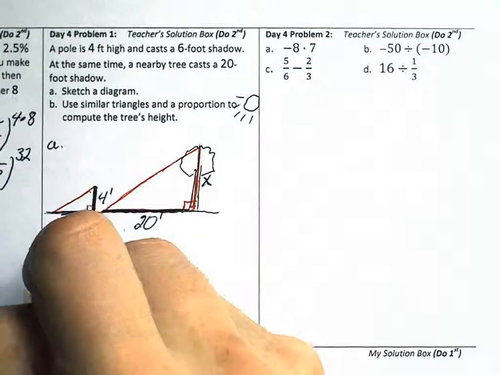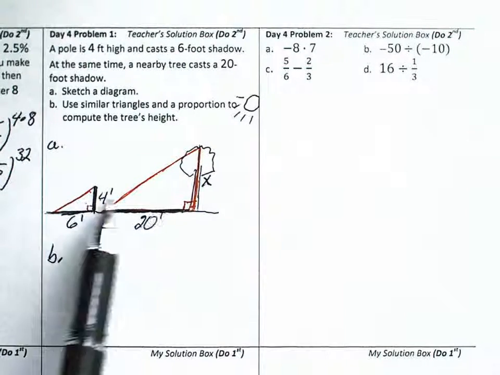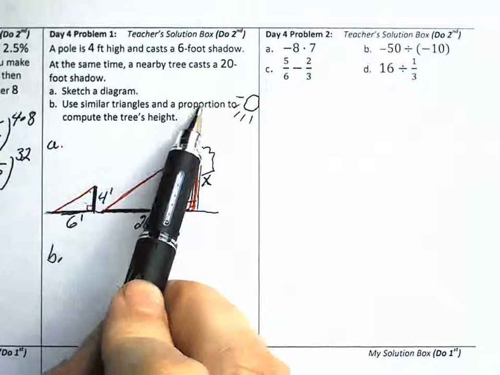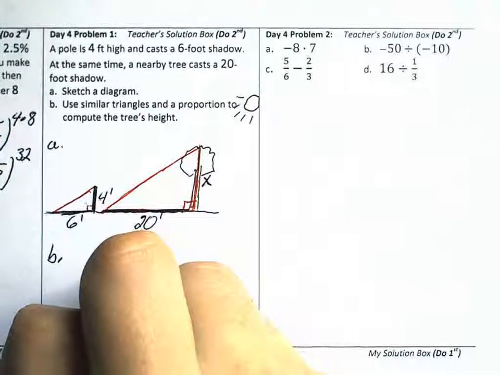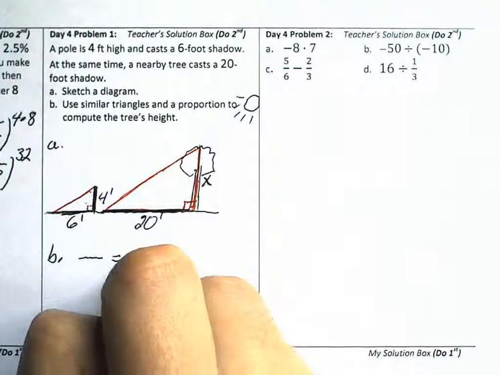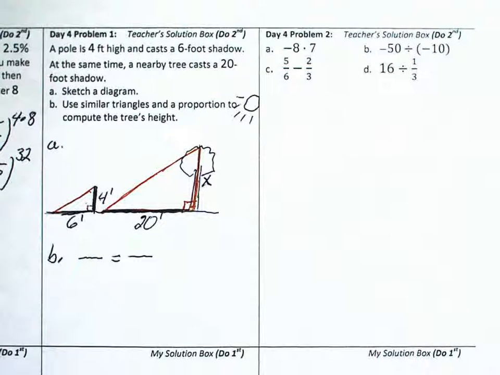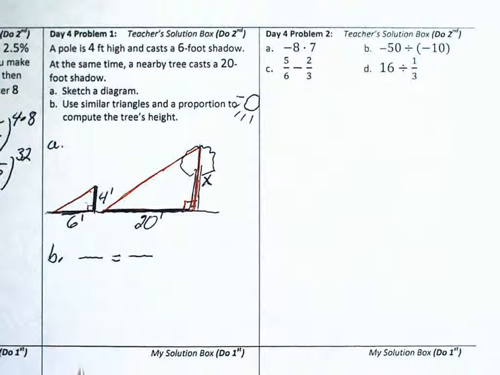Now question B, use similar triangles. These are similar shaped right triangles. And a proportion to find the tree's height. A proportion is an equation that has a ratio to the left side of the equals and a ratio to the right side of the equals. Let's create these ratios by using measurements in our drawing.